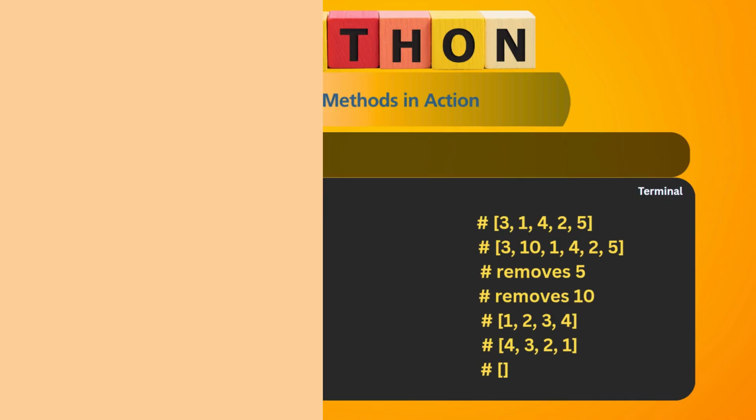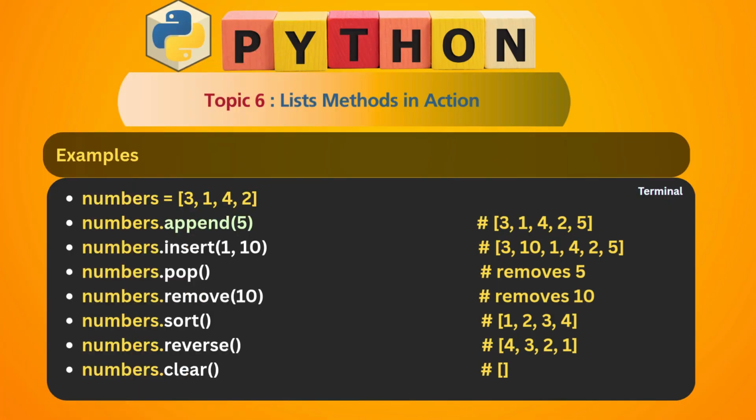So here you can see this example. Numbers equal to 3, 1, 4, 2. Append 5, you see, that will appear at the last. The pop command removes the last one. Remove 10, that value 10 is removed. Sort, you see 1, 2, 3, 4. Reverse is 4, 3, 2, 1 like that. Clear command clears everything. I'll show you the demonstration after some time.